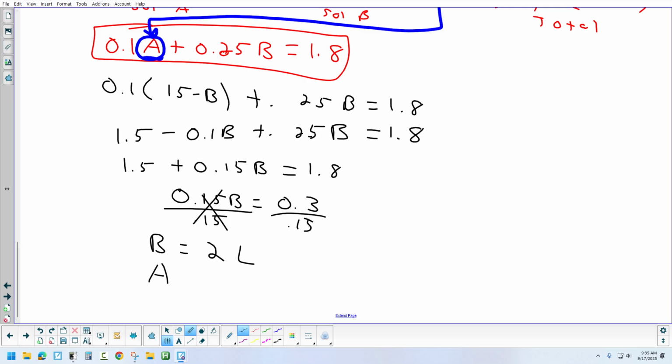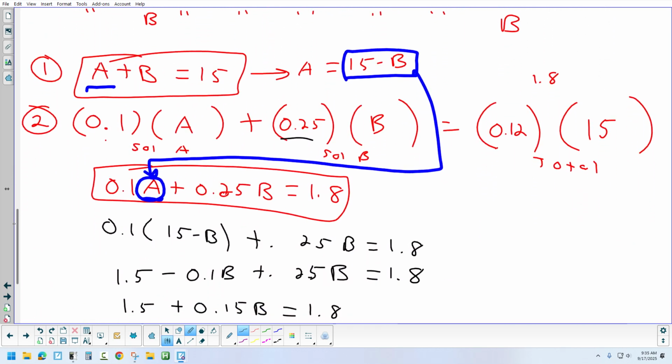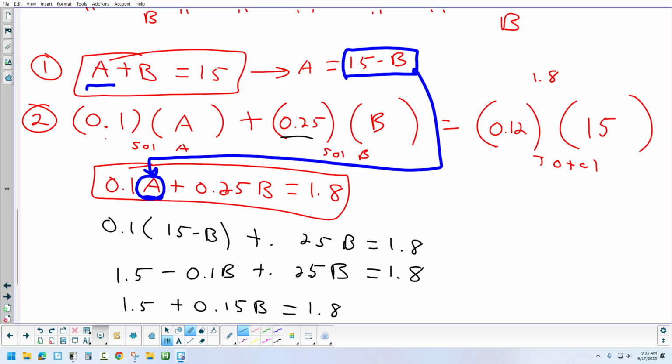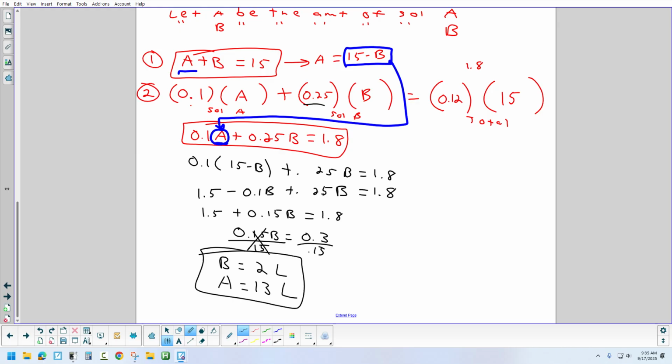Don't forget about solution A. How many liters of solution A do we need? Yep. We need 13, because we needed a total of 15. Okay. And that's a pretty typical concentration problem and how it usually works. Any questions on setting up those equations and then solving? Again, you might not have done it in a while, but you should be pretty comfortable with substitution and elimination as methods for solving a system.